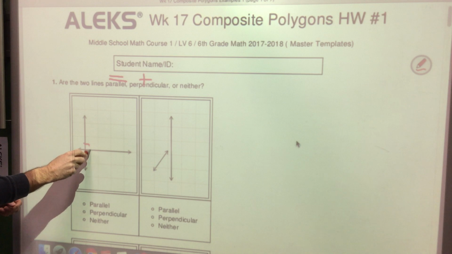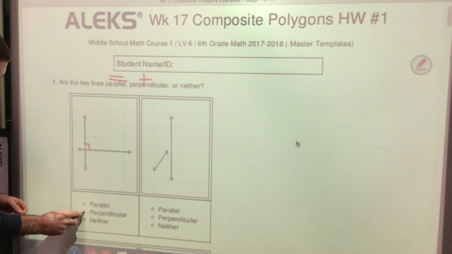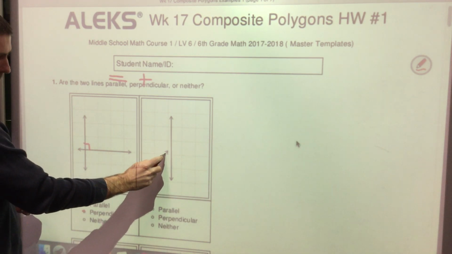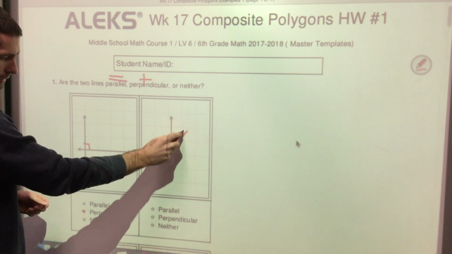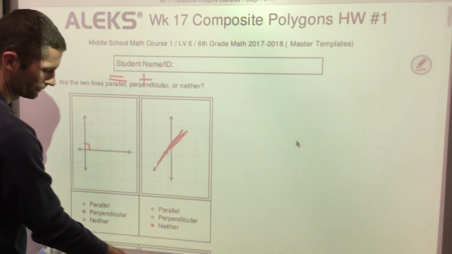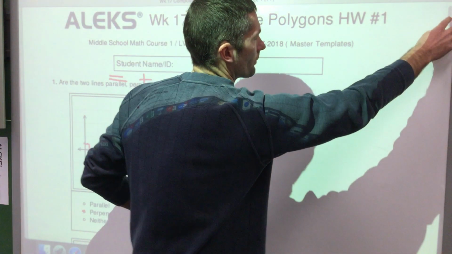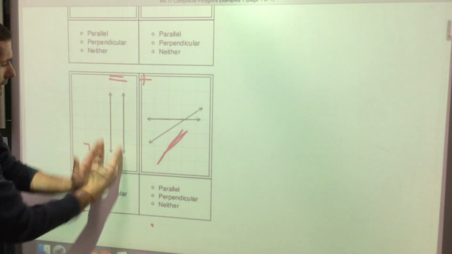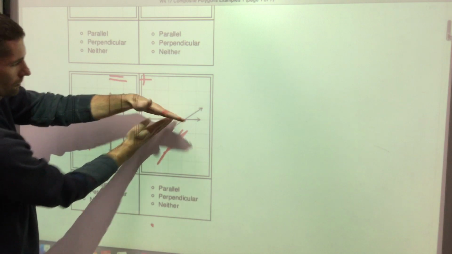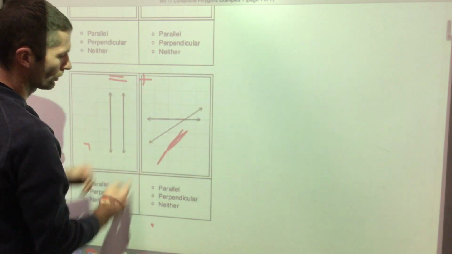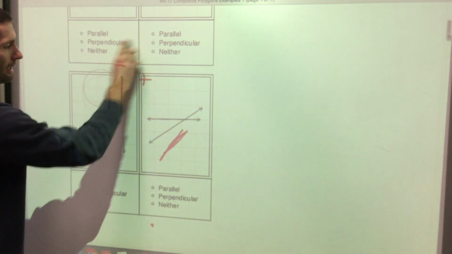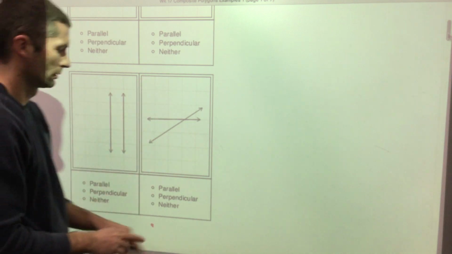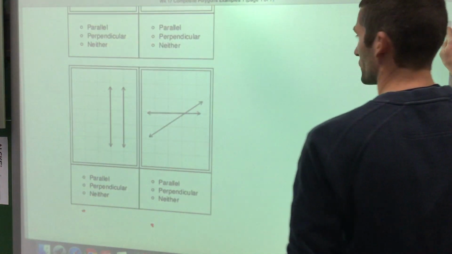So here's a right angle, that's a corner, so that's perpendicular. These will cross, not at a right angle, so those are neither. Those are definitely parallel. Those are not parallel or perpendicular. Those would be neither. Okay, so we need to know what those three words mean.